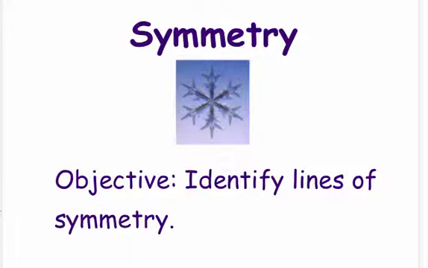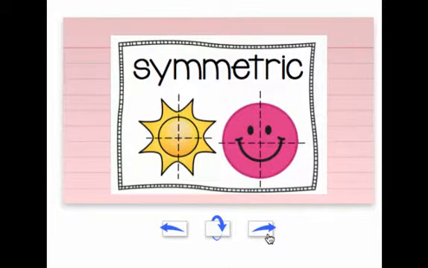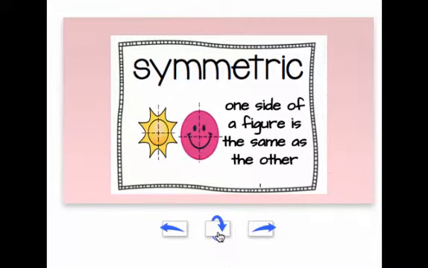Hi everyone, today we're going to talk about symmetry. Objective: identify lines of symmetry. Here are some important words that you're going to need to know for today's lesson. The first one is symmetric. Symmetric means one side of a figure is the same as the other.